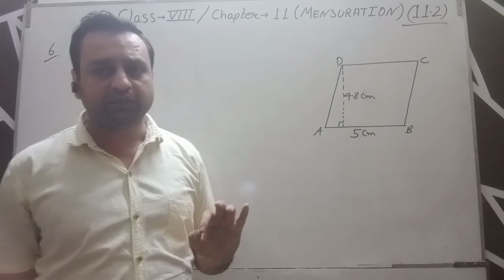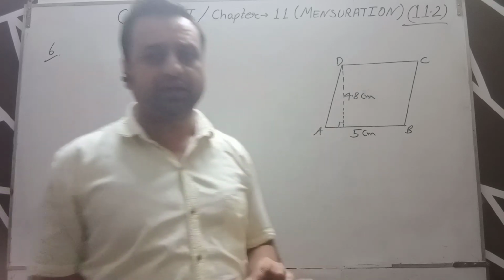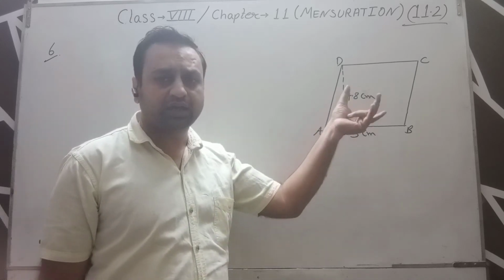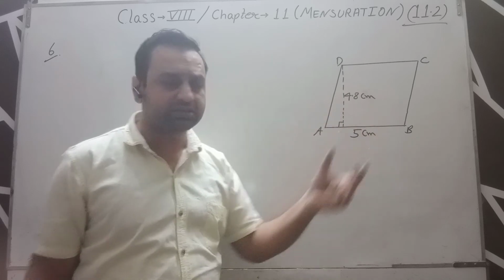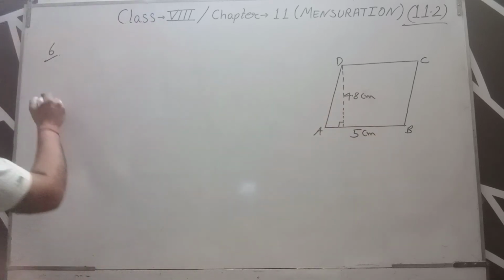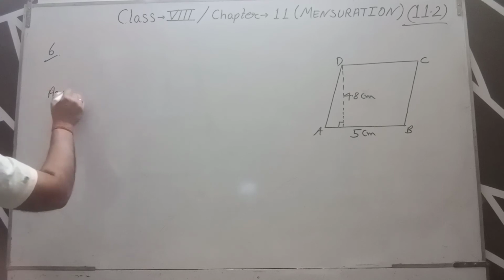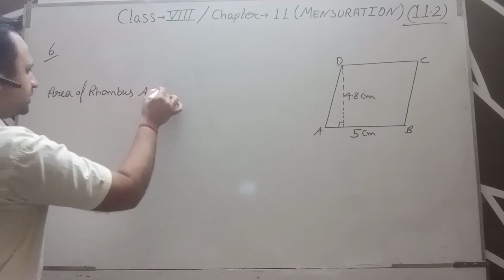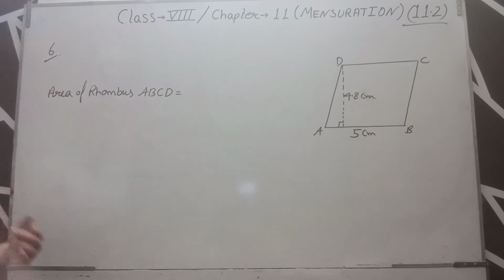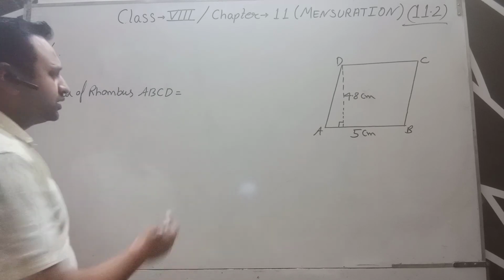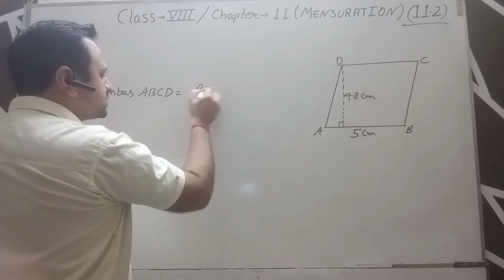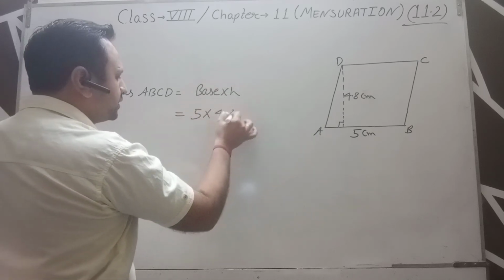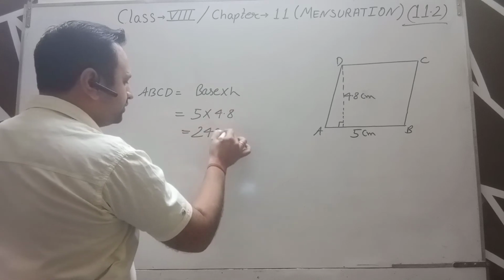Usually the formula for the area of a rhombus is half into product of diagonals, but because in this question side and altitude are given, we can use the area of the parallelogram for the area of the rhombus. It means area of rhombus ABCD is equal to, because it is a type of parallelogram, we can use the area of parallelogram formula. Base multiply height, it means 5 multiply 4.8, which is 24 centimeter square.